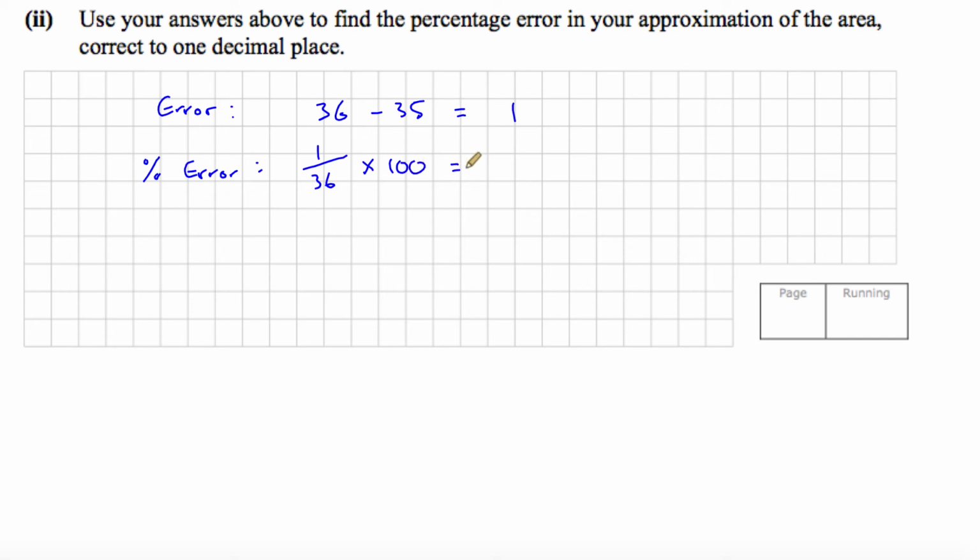And so if we do that in our calculator, we get 2.7 recurring, and they've asked us to give it to 1 decimal place, so that would be, because 7 recurring is 777, it's 2.8. So our percentage error is 2.8%, correct to 1 decimal place. And that's the end of question number 3.